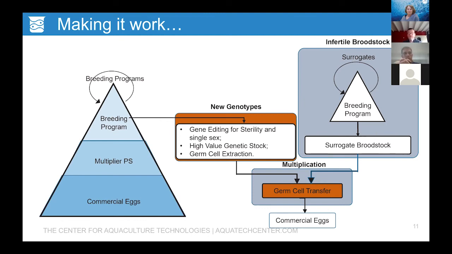We see there being a need for surrogate broodstock, where those will be carriers of the genotypes that we want to bring to market. And then we combine those two processes together through a process of multiplication and germ cell transfer to deliver the commercial eggs and the commercial juveniles.